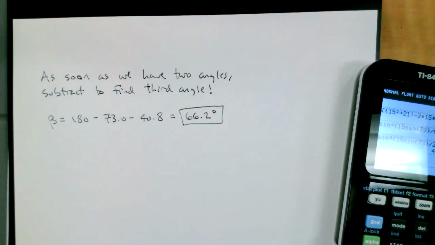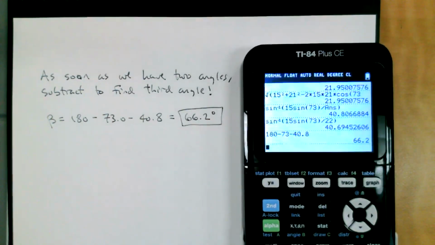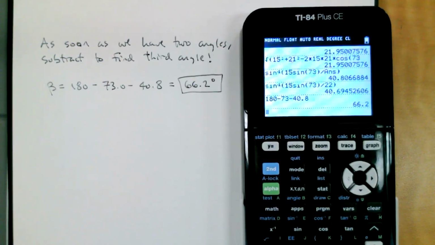As soon as you have two angles, subtract to find your third angle. That's a rule that we had in play when we first started solving multiplying. Any questions?